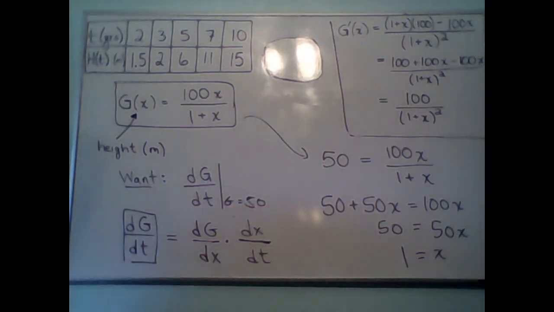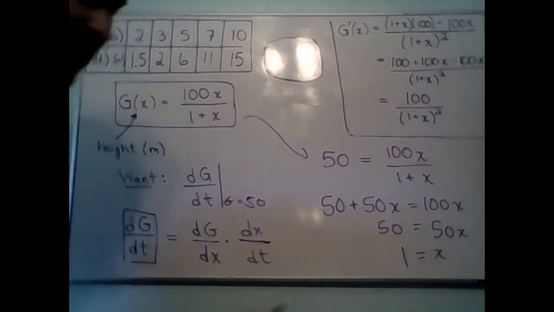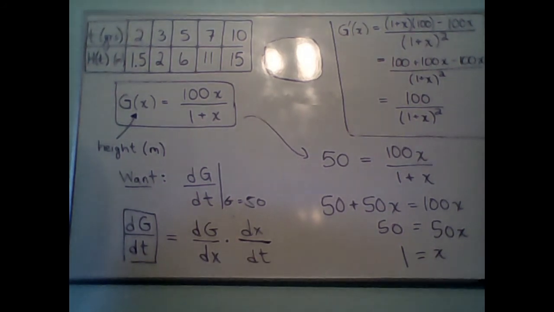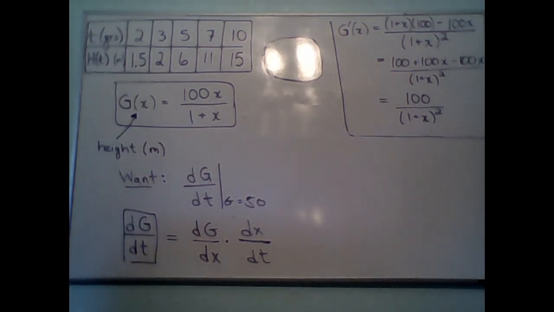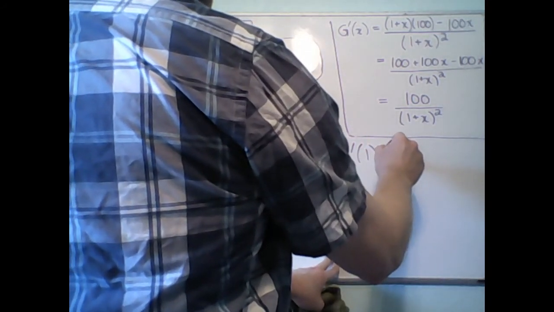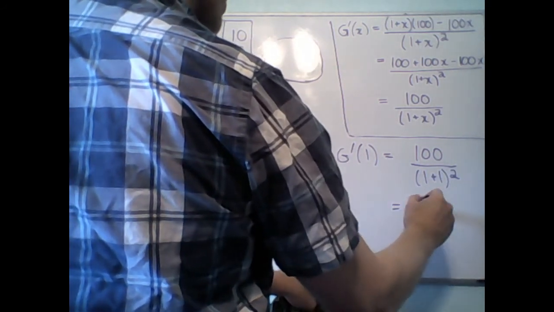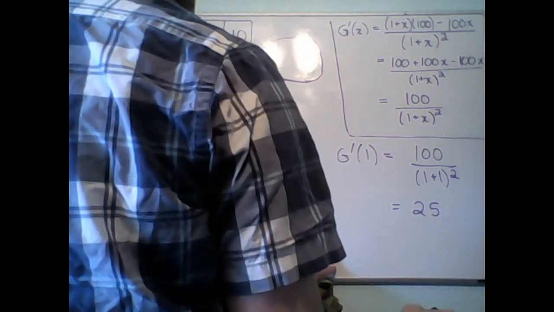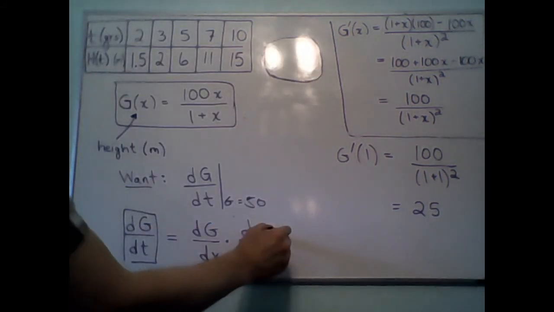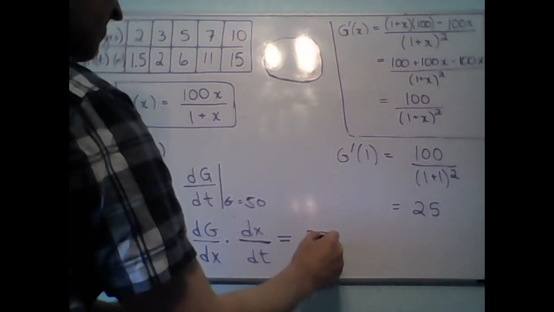So I'm going to erase. I'm running out of room. I'm going to erase what I just wrote. Remember, x equals 1. And now if I plug in g prime of 1, using this formula, it's going to be 100 over 1 plus 1 quantity squared. It's 100 over 4, which is 25. So that means that this thing here, dg dx, was 25.